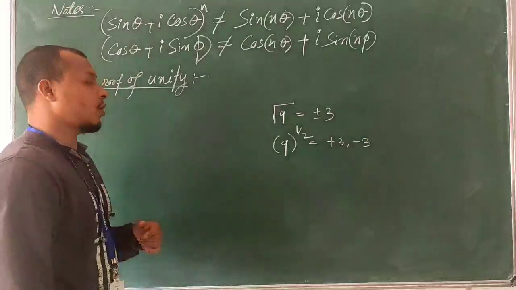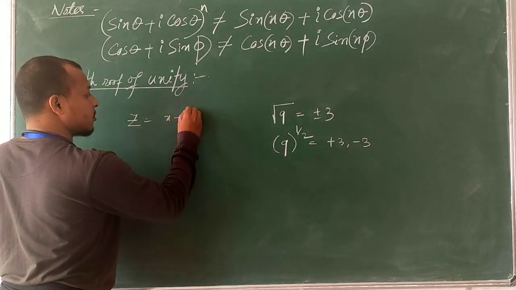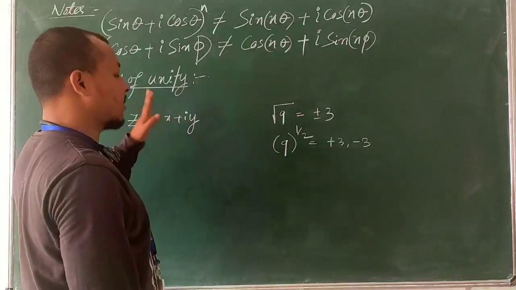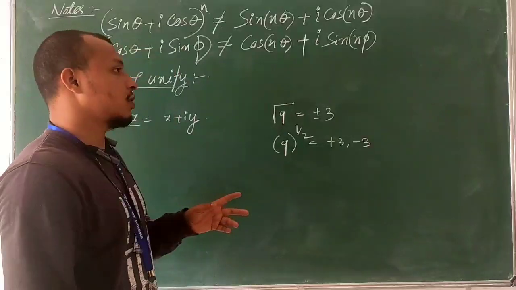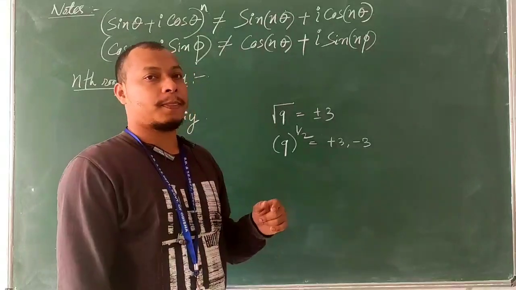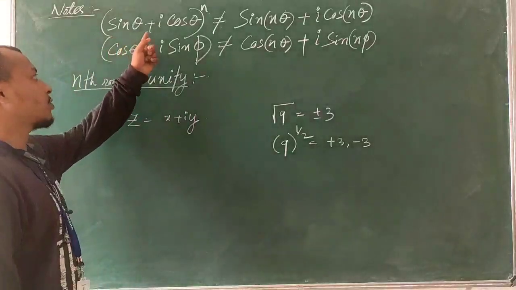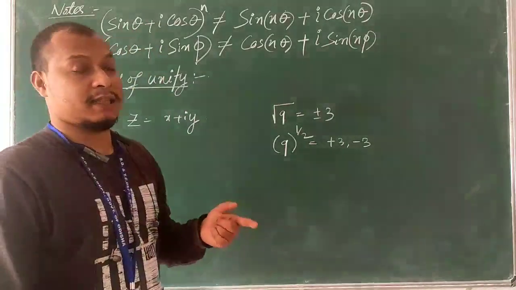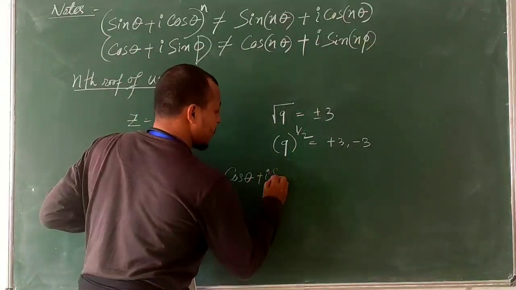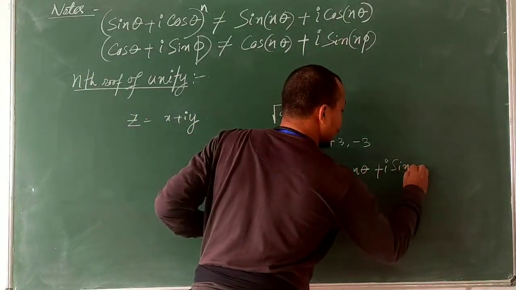Complex number: what is a complex number? A complex number is z equal to x plus i y. Before that, in the last class you learned how to find the cube root of unity, and what is de Moivre's theorem. De Moivre's theorem: cos theta plus i sin theta, to the power of any n, how will you write it? So de Moivre's theorem is cos n theta plus i sin n theta.